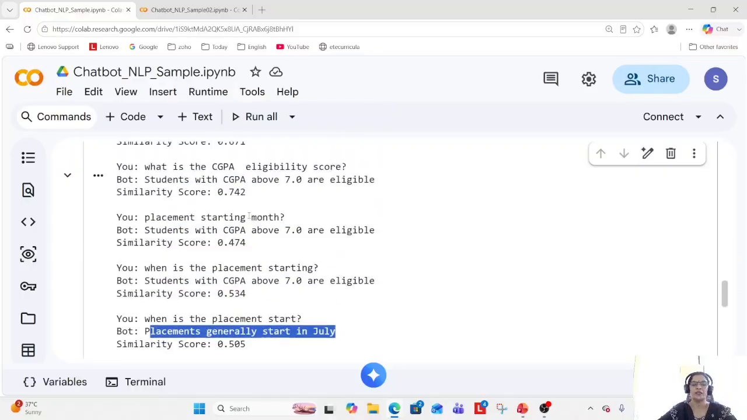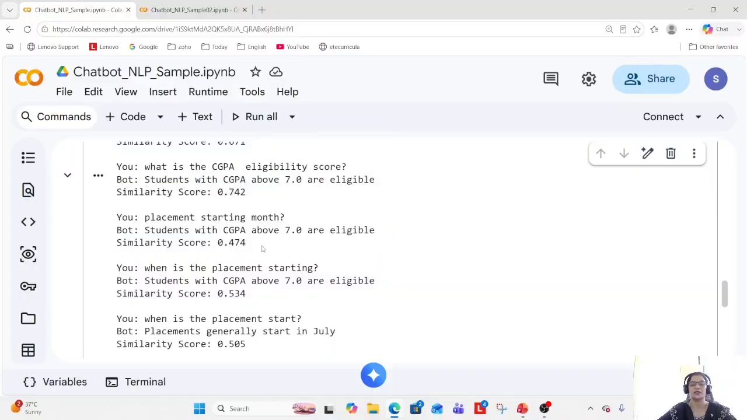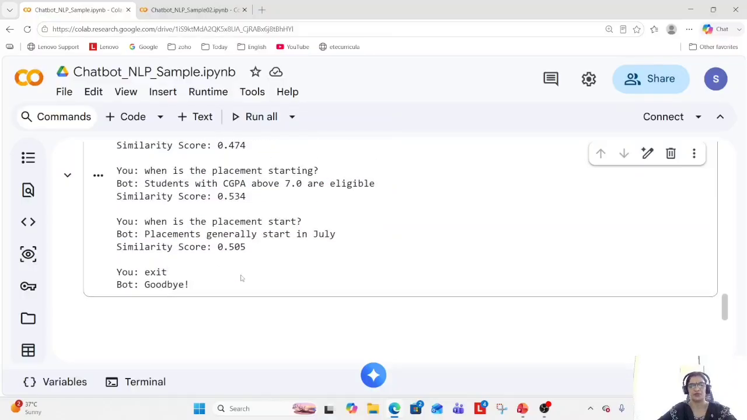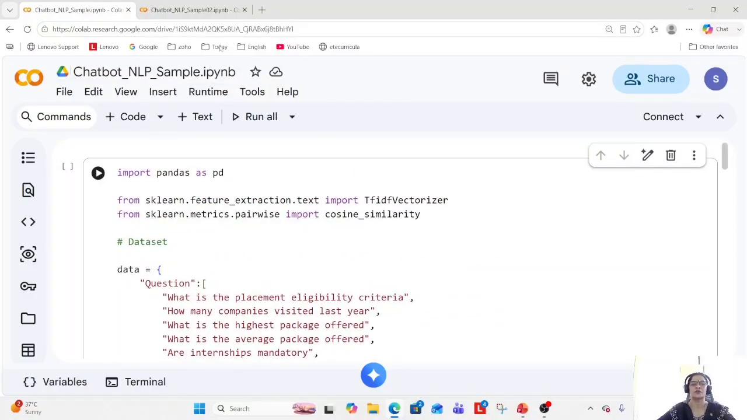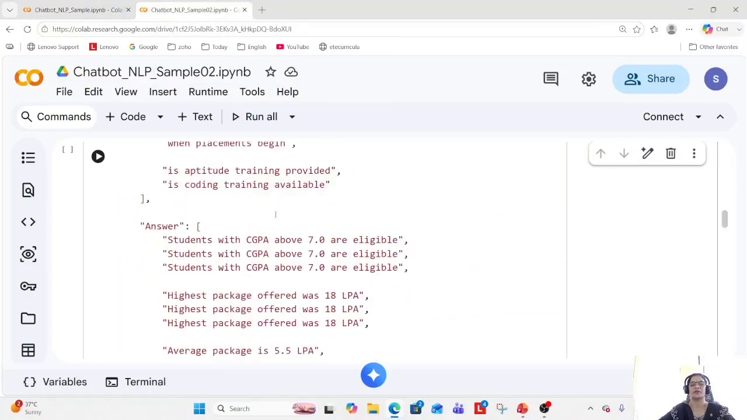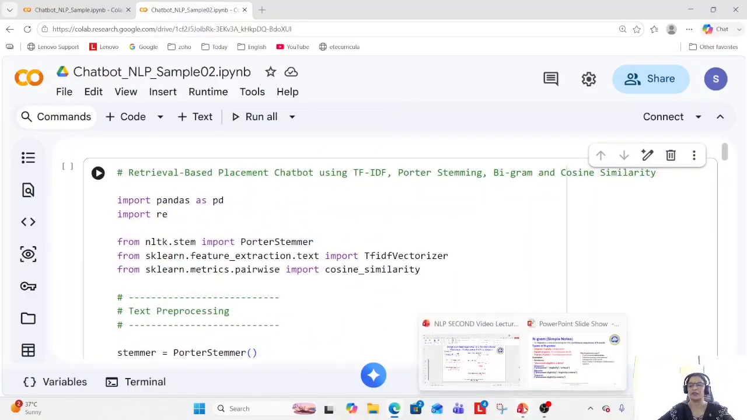So how do we understand this? The irrelevant answer was also displayed. So how do we rectify these issues? We can introduce two other techniques, bigram and stemming, in the same program. So what are the bigram and stemming techniques?